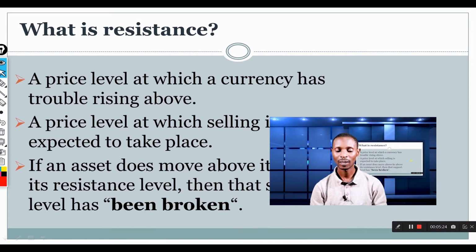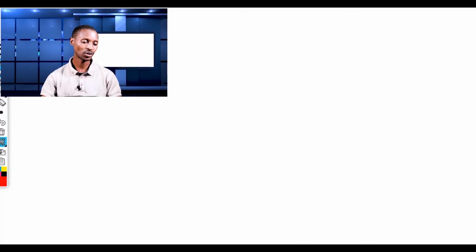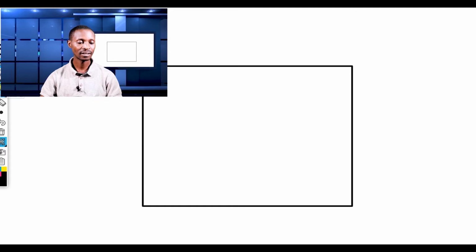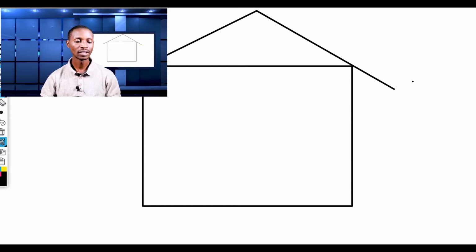I hope you managed to understand what is support and resistance, and to give you more clarity, let's make another practical example in order to make sure that you understand this concept very well. Let's say, for example, you are inside your room. You are in your room, and this is the ceiling. This level is the ceiling, and this is the floor.